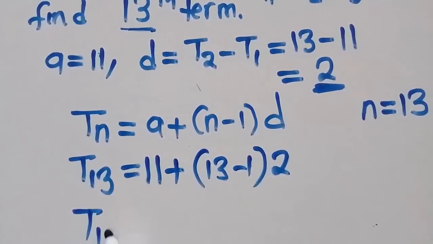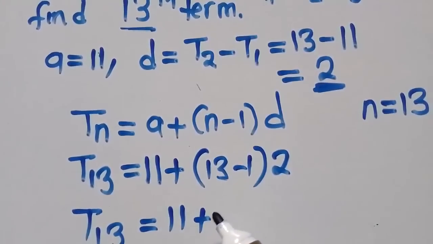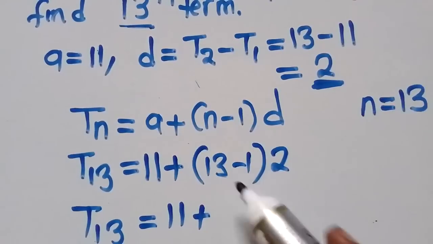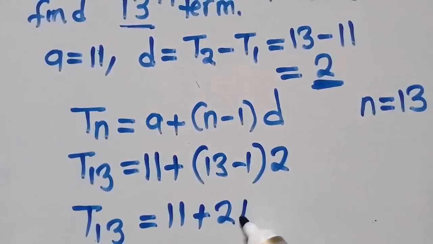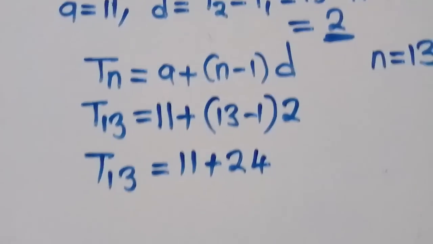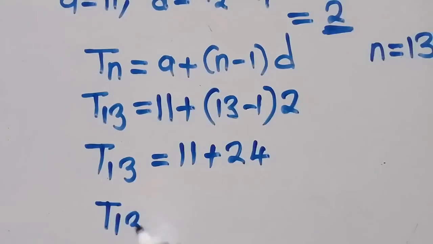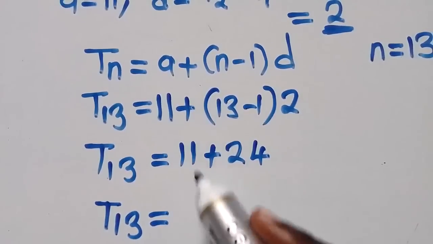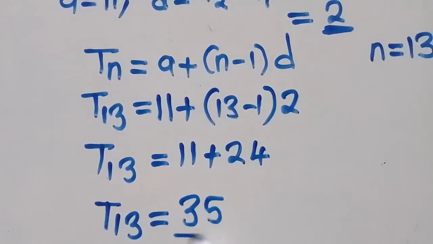We are going to say T13 is equal to 11 plus, what is 13 minus 1? It's 12. 12 times 2 is 24. So you say 24 plus 11. What are we going to get? Finally, you have your answer. T13, the 13th term, is equal to 35. This is your answer. This is what you need to get and understand.